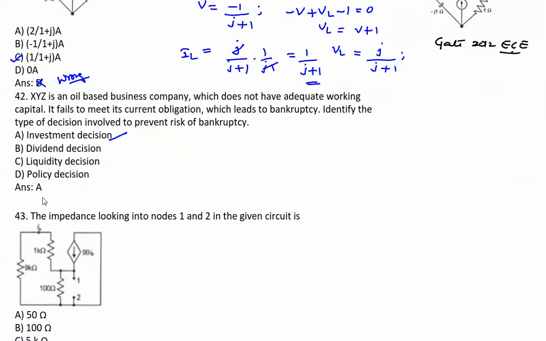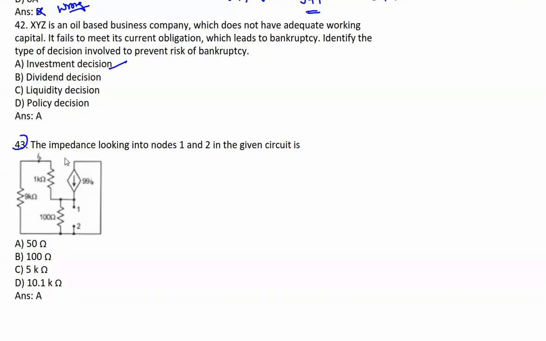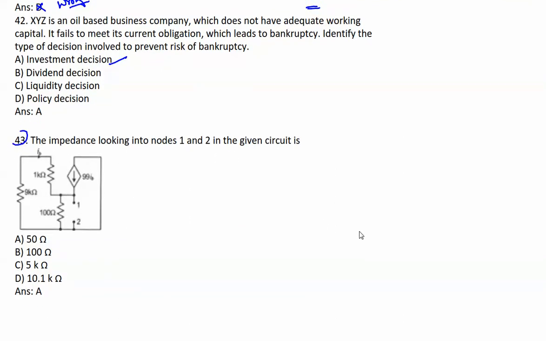Next we'll focus on this question here, which is an electrical question. This question can be written like this. Here we have 9 kilo ohm and 1 kilo ohm. I'll take this network like this. So 9 kilo ohm, 1 kilo ohm. If you add these two together, it will be how much? 10 kilo ohm. Now it is in parallel with how much resistance?